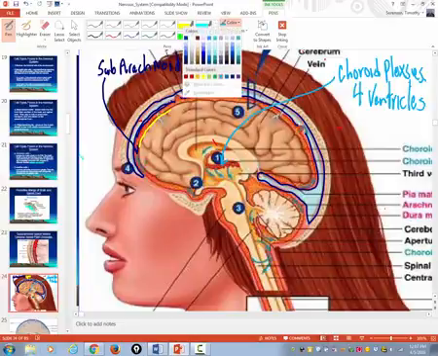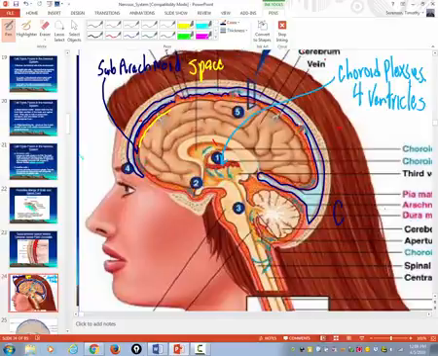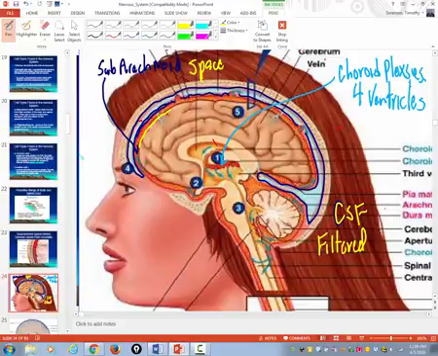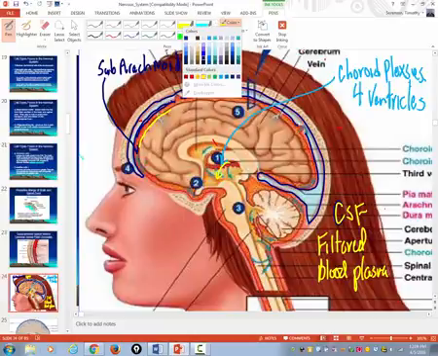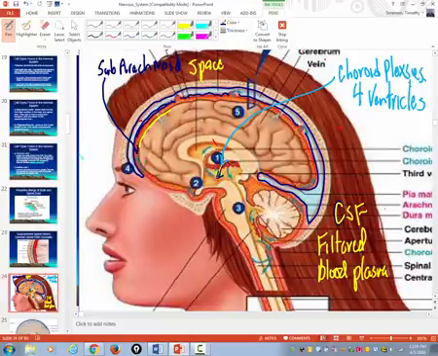And just so you know, cerebral spinal fluid, CSF, is basically filtered blood plasma. So, because the plasma of the blood is mostly water, cerebral spinal fluid should be clear. And basically what happens is in the choroid plexus, you have arterial blood that comes into this choroid plexus, and then that arterial blood, the plasma, is filtered. And that's what produces the cerebral spinal fluid.